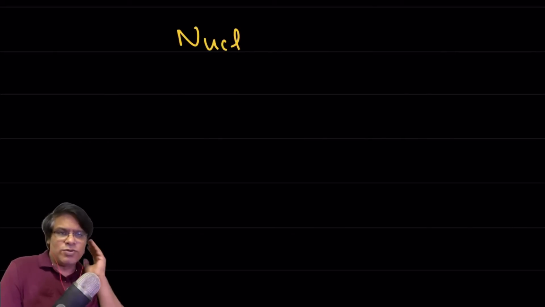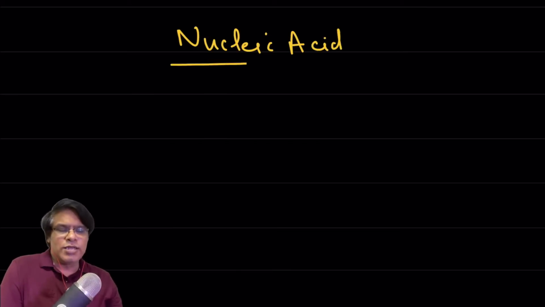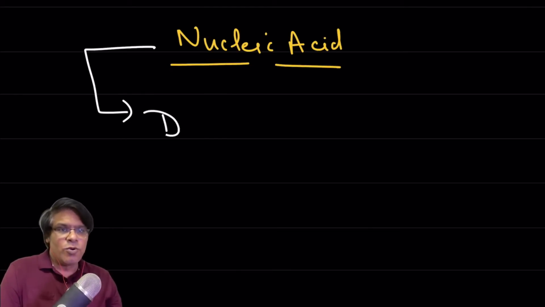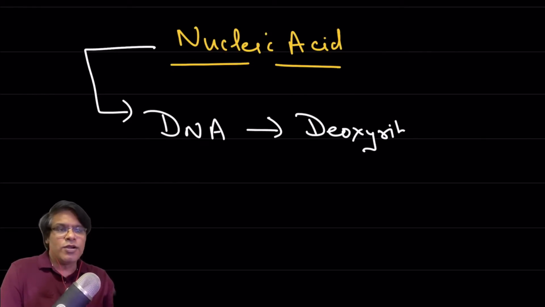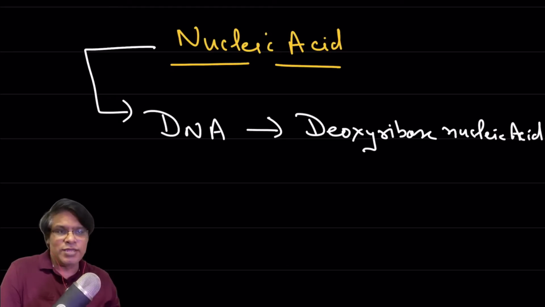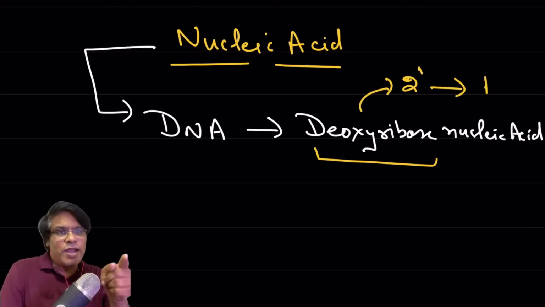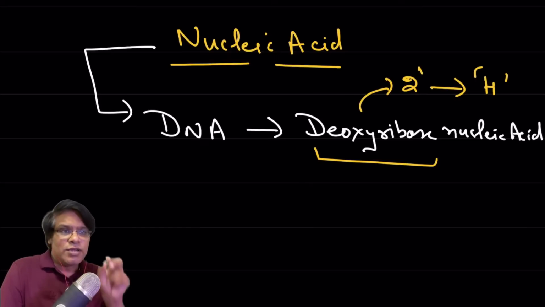Now you must be knowing nucleic acid can be of two types. One is DNA, which stands for deoxyribose nucleic acid. In case of DNA, the sugar, deoxyribose, is going to have a hydrogen atom at the 2' position. Keep in mind that in DNA, the sugar present within the nucleotide has a hydrogen atom at the 2' position.